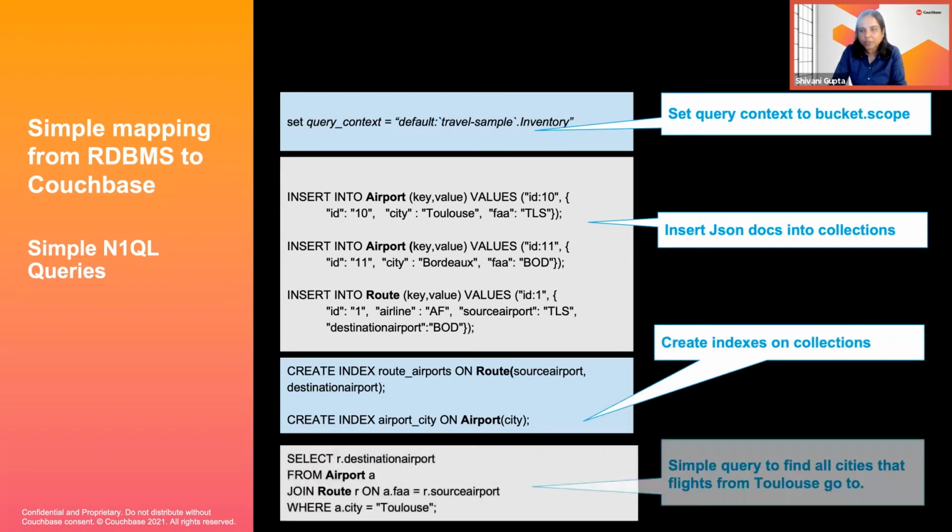Next, I want to write a query which finds all the cities that have incoming flights from the city of Toulouse. So this would require a join between the airport collection and the route collection. As you can see, the query looks very much like what you would write as a SQL developer on a relational database. So once you've modeled your data using collections inside Couchbase, it becomes much easier for you to bring your existing SQL skills to Couchbase and get productive quickly.